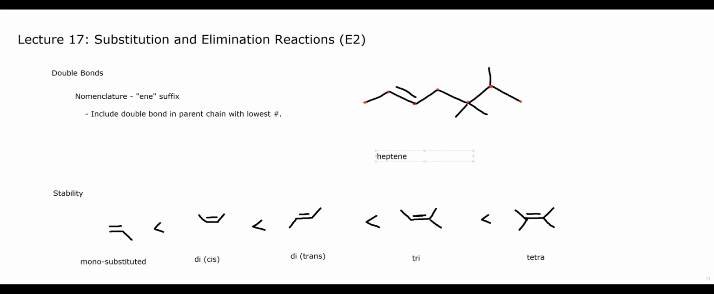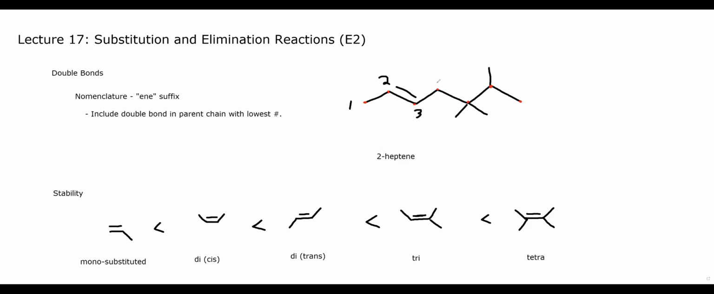Heptene. And we would call this 2-heptene since the double bond starts on the second carbon. 1, 2, 3. So we would call this 2-heptene, okay? Not 3-heptene, 2-heptene. You give it the lowest number possible, and we hit the double bond on the second carbon, okay? So 2-heptene, that's the parent chain.